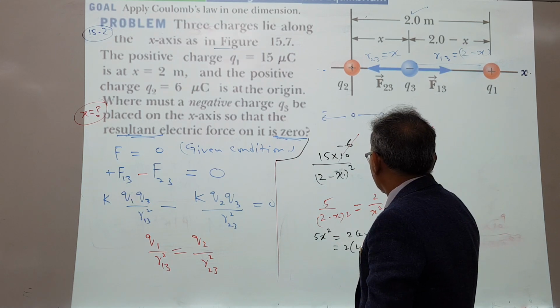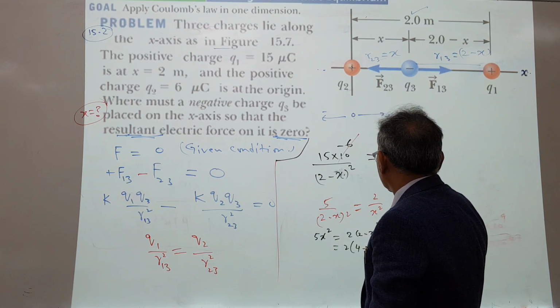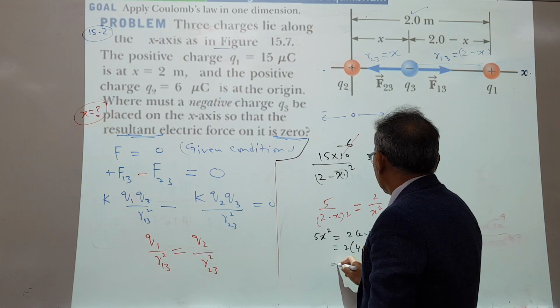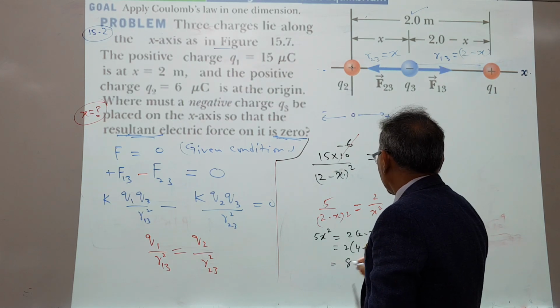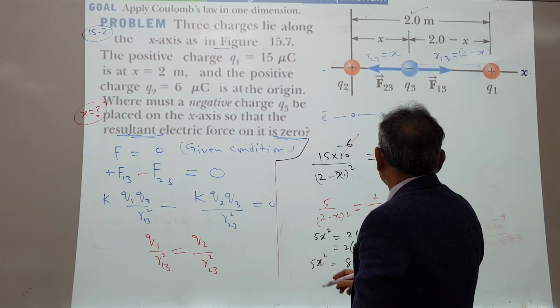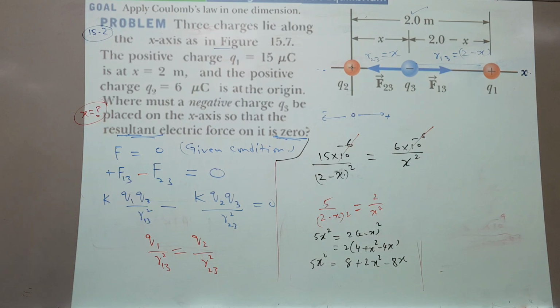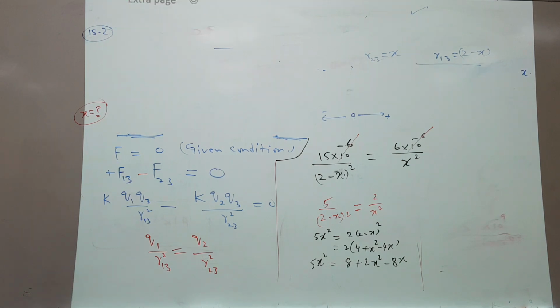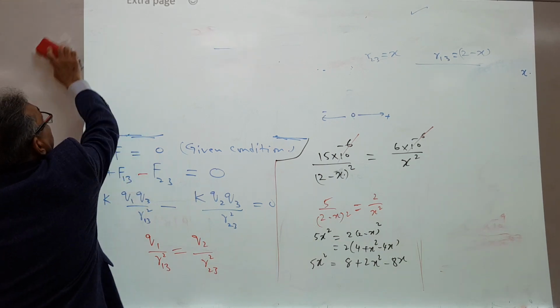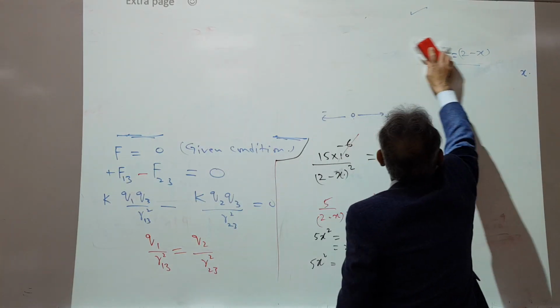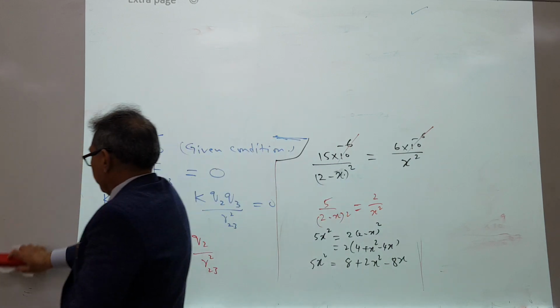So 2 squared is 4, plus x squared, minus 4x. So you get 8 plus 2x squared minus 8x is equal to 5x squared. Allow me to go to the next page. I have a blank page for you, just to do the things here.